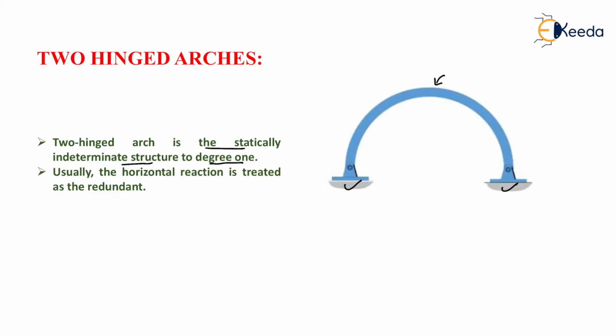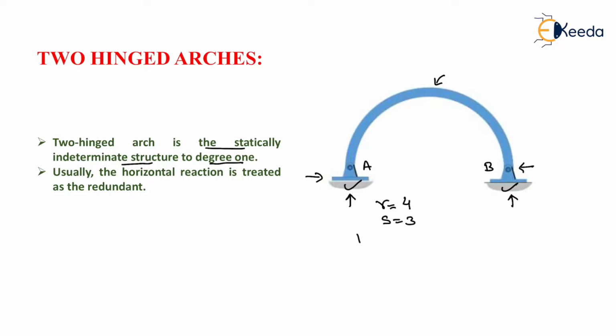Now if we are going to calculate the degree of indeterminacy for this arch, due to hinge support at A and B, we will have two reactions at A, that is vertical and horizontal, as well as two reactions at B, that is vertical and horizontal. So we have total 4 external reactions, and we know that for arches we will have only 3 equilibrium conditions.